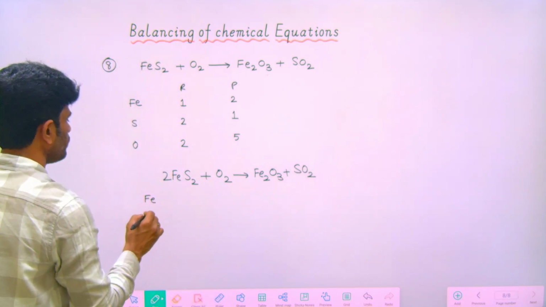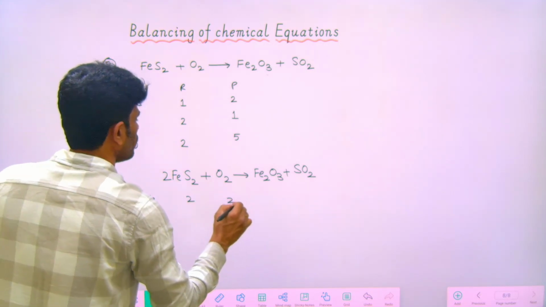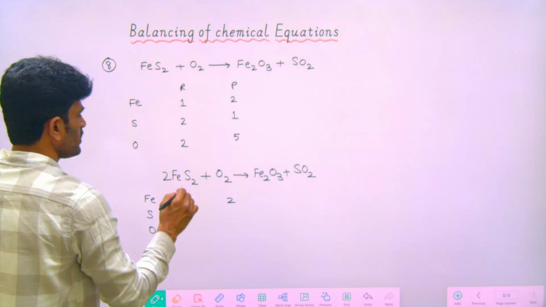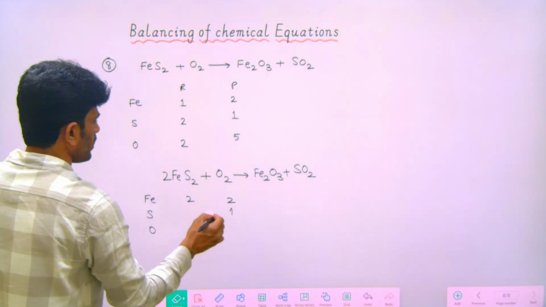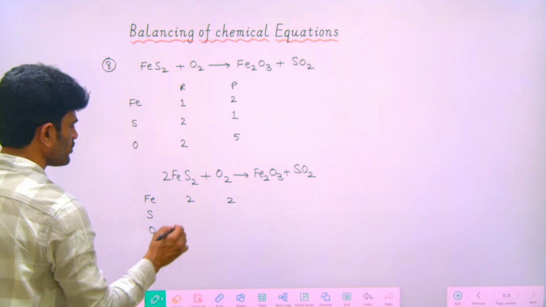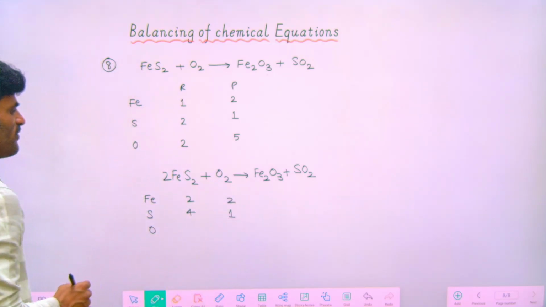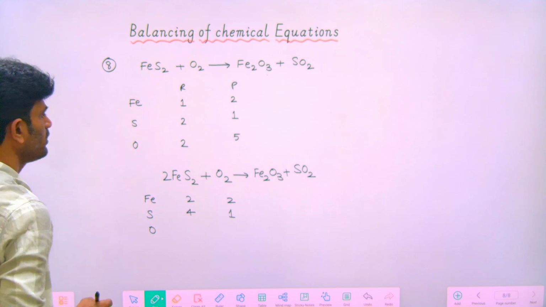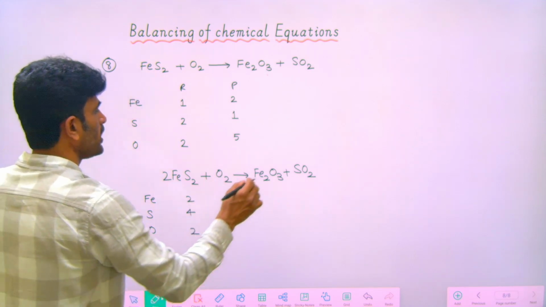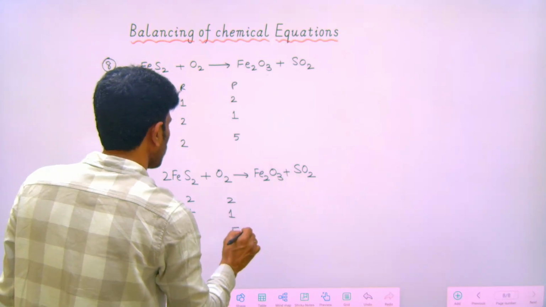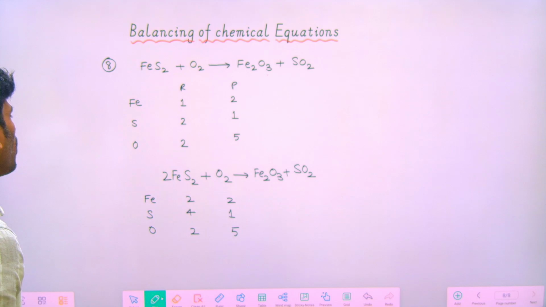Irons: here 2, there also 2. Sulfurs: here 2, here 1. Sulfurs are not balanced. Here 2 into 2, 4. Sulfurs are 4, but there sulfurs are only 1. Sulfurs are not balanced. Then oxygens: here only 2, there oxygens 5. There is no difference in oxygens. So irons are balanced, but sulfurs and oxygens are not balanced.